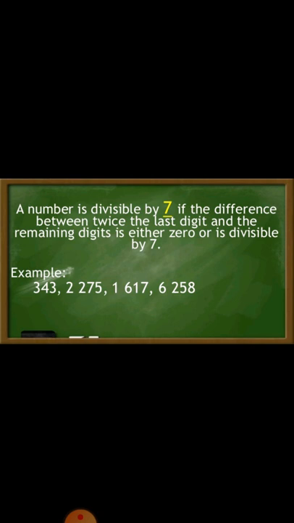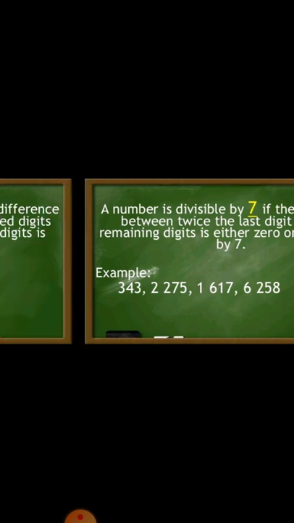A number is divisible by 7 if the difference between the last digit and the remaining digits is either 0 or is divisible by 7. For example, here we have some examples of these numbers.